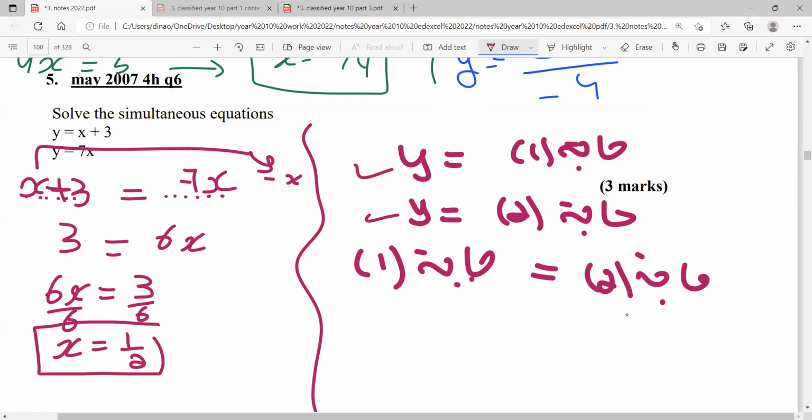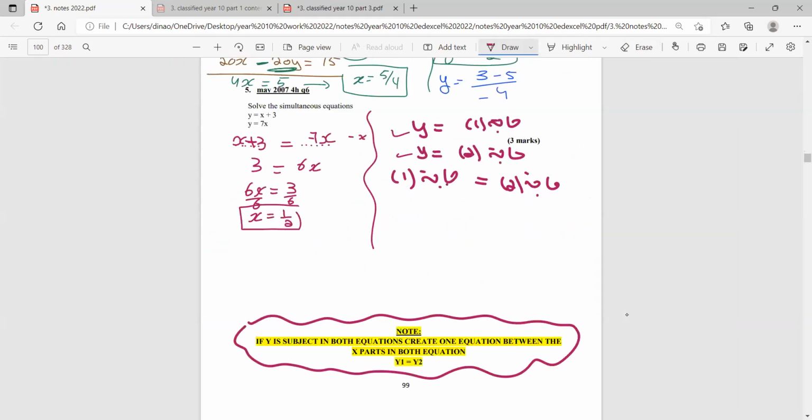Since now I have the value of x, I can easily find the value of y, and it's totally up to you to choose any of the equations. I will select the first one because it's super easy. So y equals, replace the x with half, half plus 3, which is 3 and a half. And there goes the value of x and the value of y.